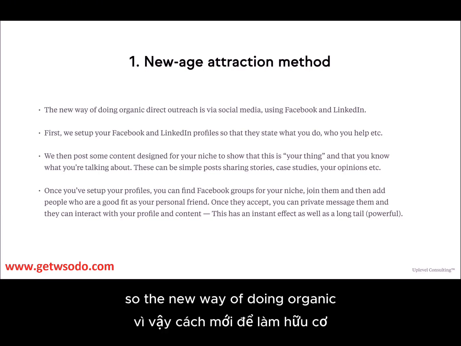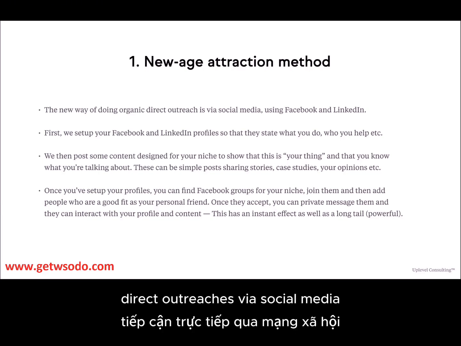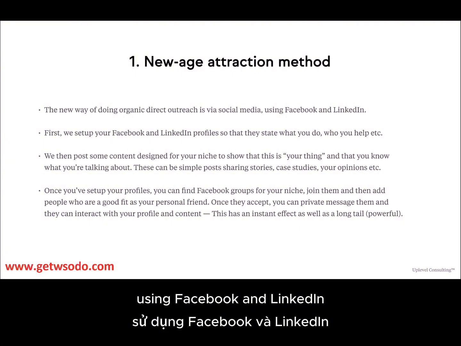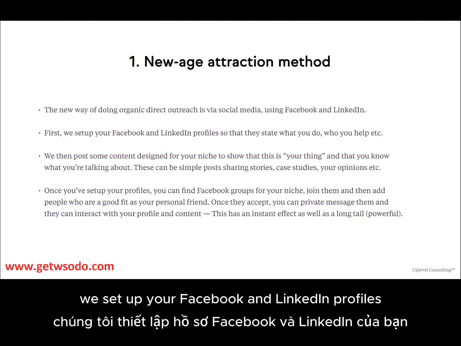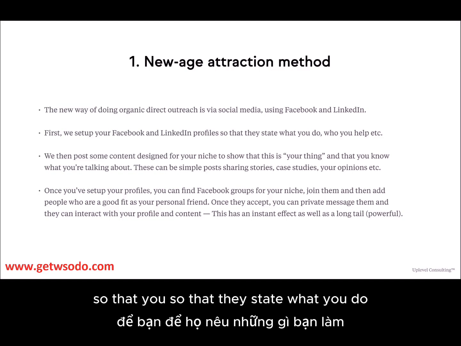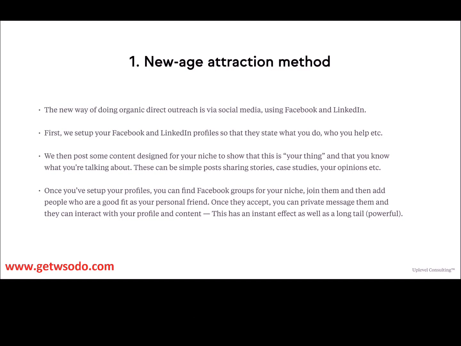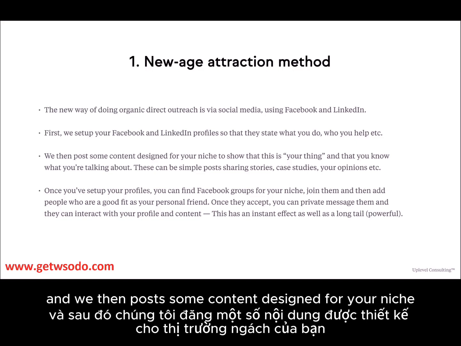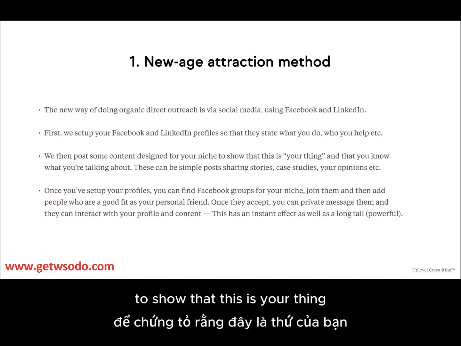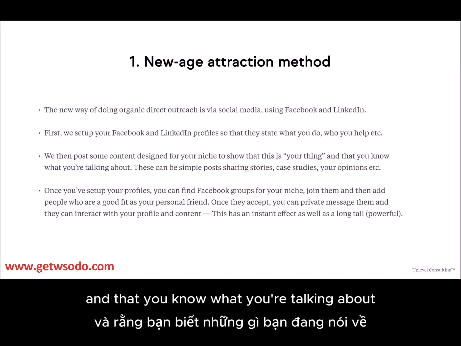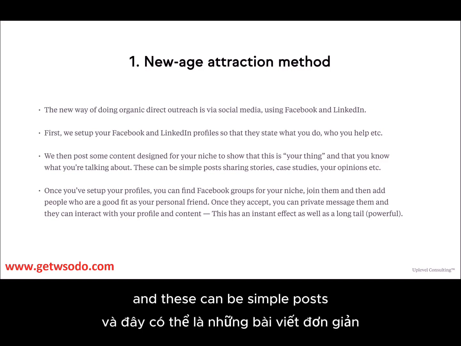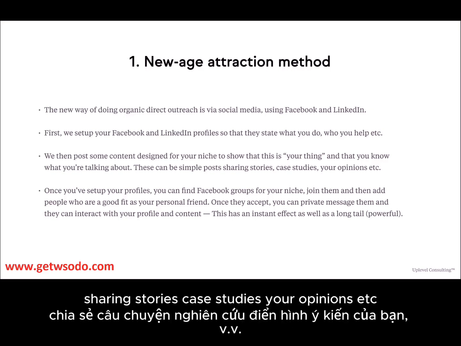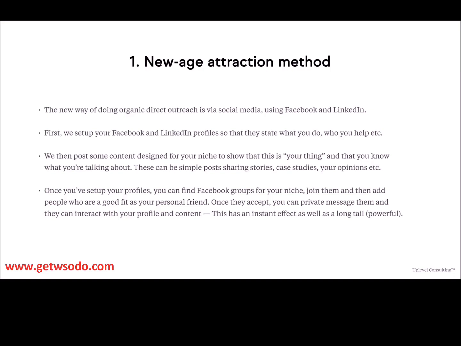So the new way of doing organic direct outreach is via social media using Facebook and LinkedIn. To do this, first we set up your Facebook and LinkedIn profiles so that they state what you do, who you help, etc. And we then post some content designed for your niche to show that this is your thing and that you know what you're talking about. And these can be simple posts sharing stories, case studies, your opinions, etc.